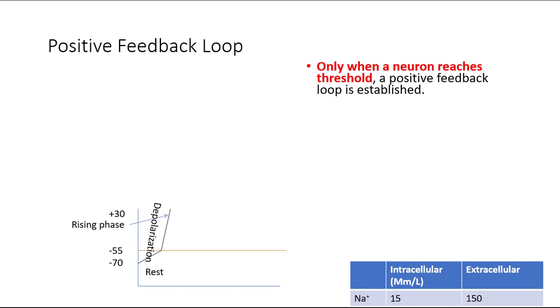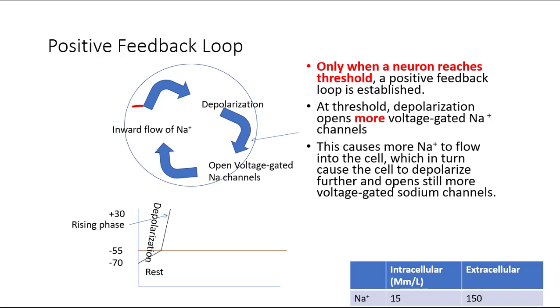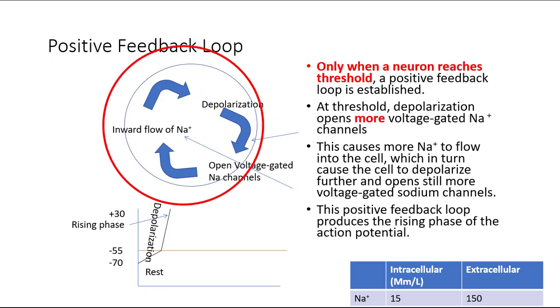Only when a neuron reaches threshold is a positive feedback loop established. At threshold, depolarization opens more voltage-gated sodium channels. This causes more sodium to flow into the cell, which in turn causes the cell to depolarize further and opens still more voltage-gated sodium channels. This positive feedback loop produces the rising phase of the action potential.